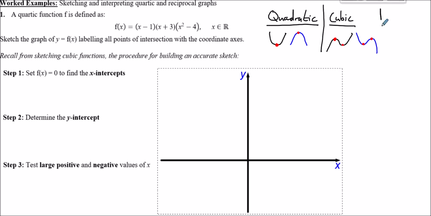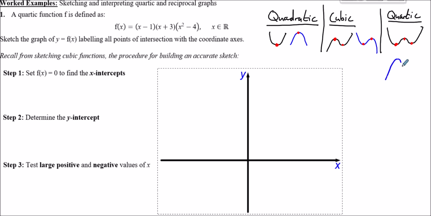Now we're looking today at quartics. So if a quadratic has 1 turning point, a cubic can have 2. How many turning points can a quartic have? You may have guessed it, it's going to have up to 3 turning points, 1 less than the highest power of x. And so a quartic can look like this characteristic shape. Okay, where we've got 3 different turning points. 1, 2, and 3.